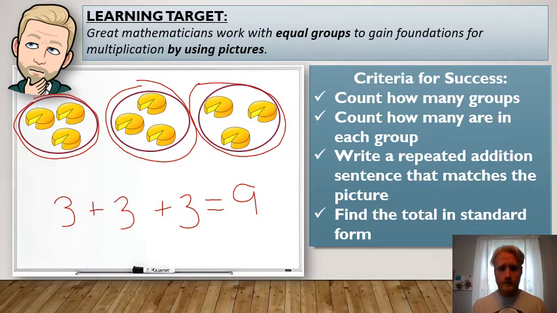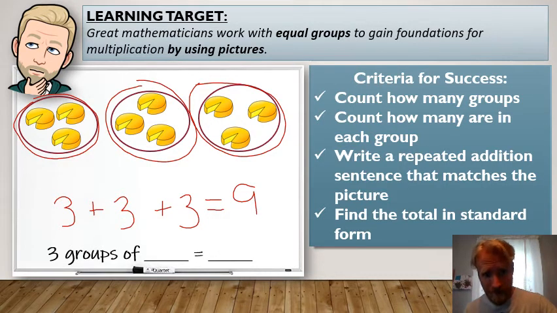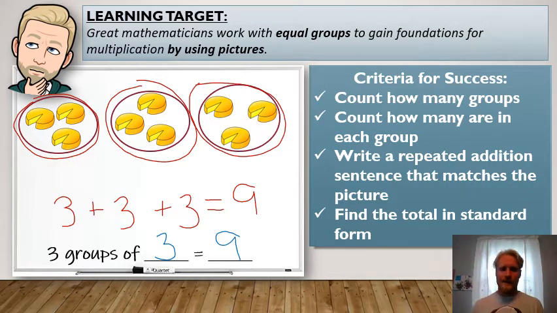So, 3 groups of 3, good, equals, you got it, 9. All right, nice job, y'all. Let's do one more.